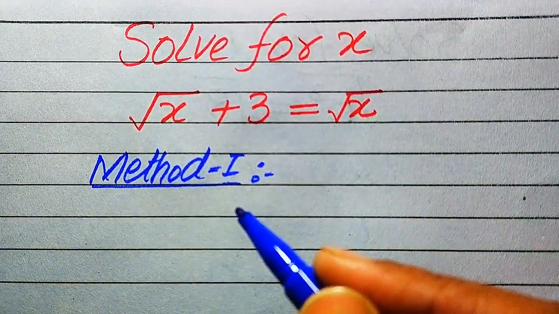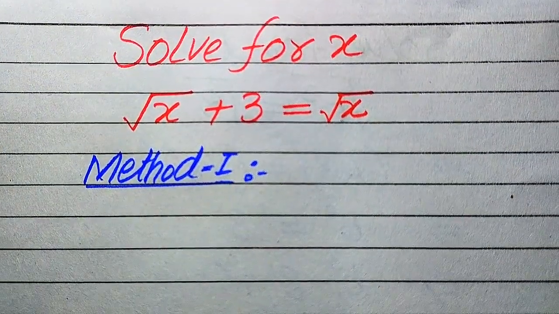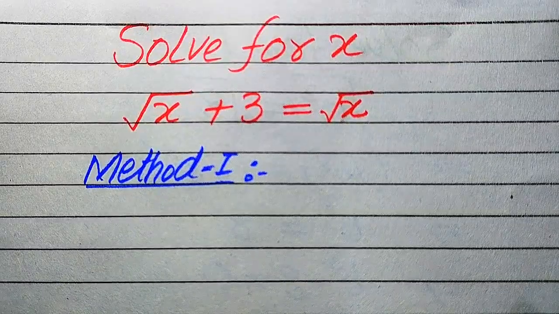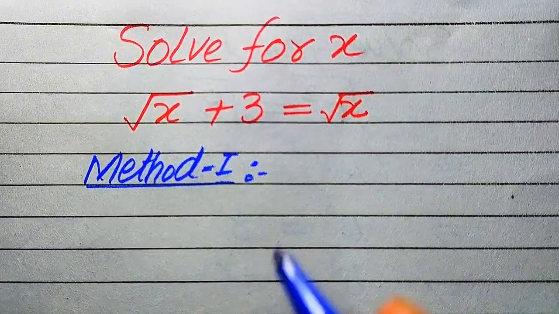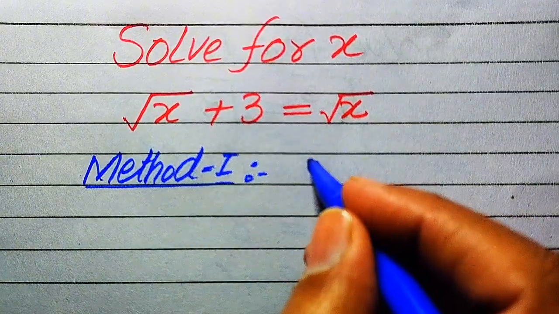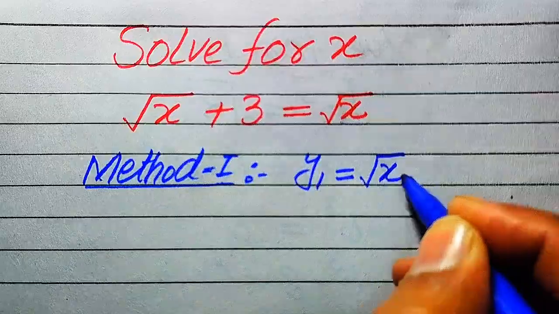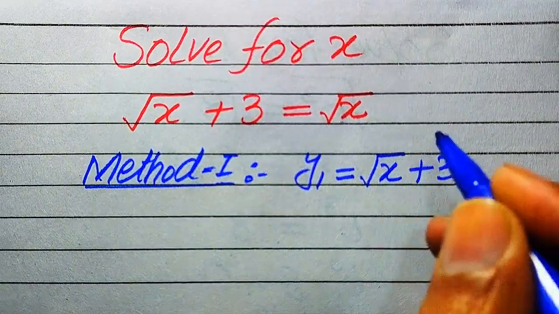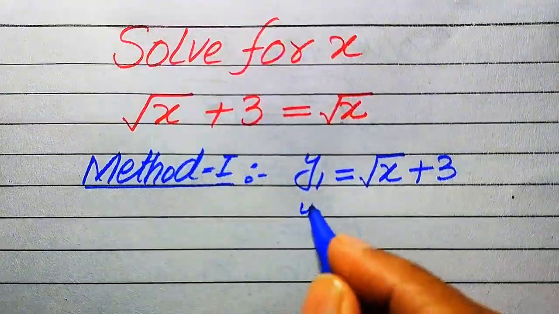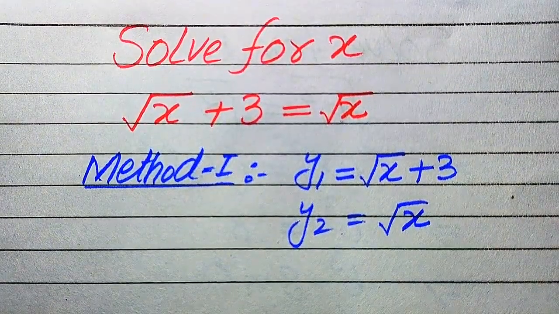So our first method is the graphical method. This means that we can solve this problem in a graphical representation way. Here, in the graphical method, first we take the left hand side of this equation equal to y1. So y1 is equal to the square root of x plus 3, and we take the right hand side equal to y2, and it is equal to the square root of x.